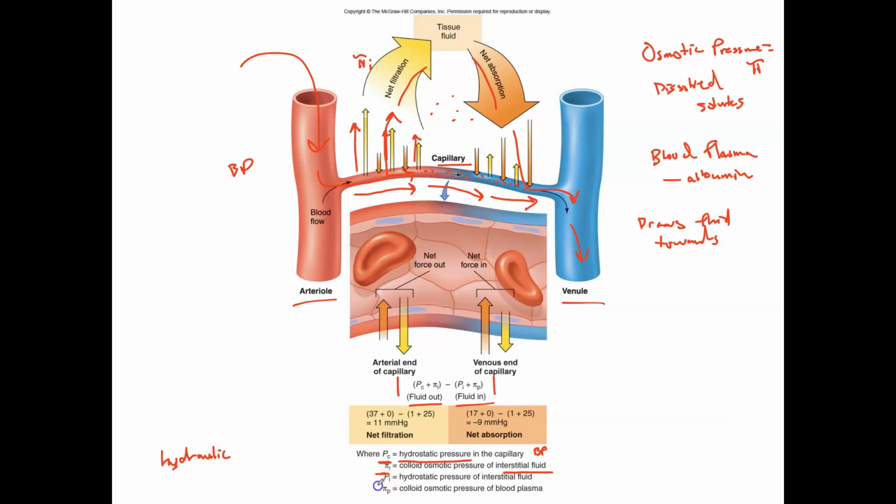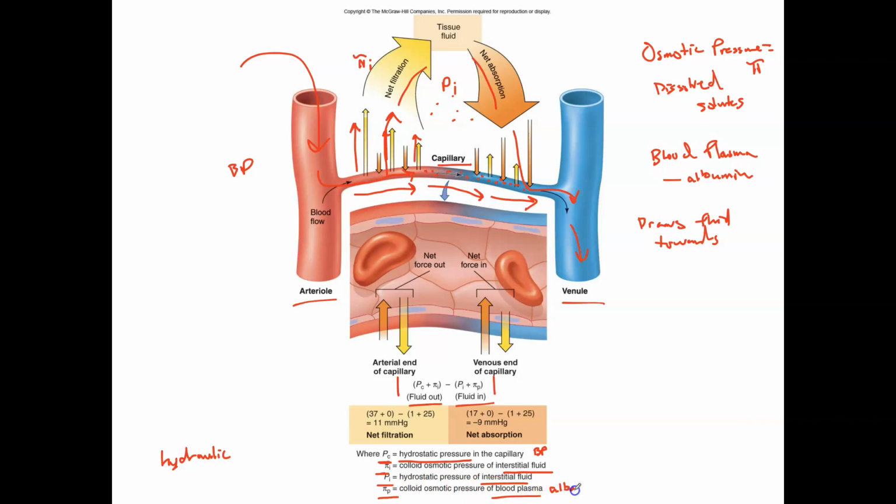P sub I, pressure in the interstitial fluid, is any sort of pressure that's out in the tissue spaces due to fluid in the interstitial space. So this is any sort of hydrostatic pressure or hydraulic pressure in the interstitial fluid. And then pi sub P would be any sort of osmotic pressure in the cardiovascular system. So any osmotic pressure in your blood plasma, primarily due to albumin.